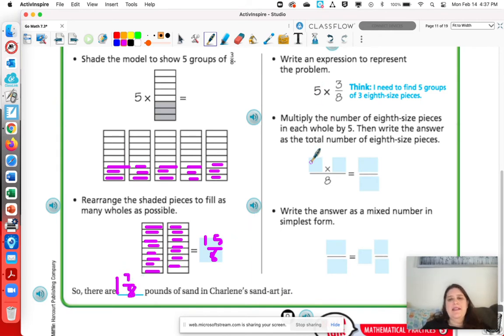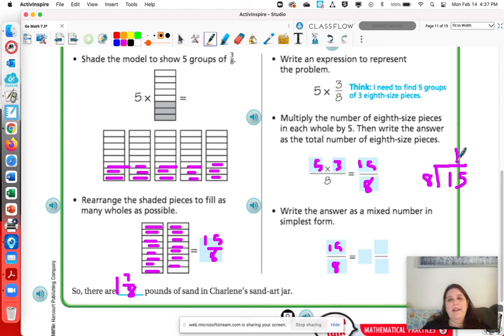Now, think about this. They are putting this just over 8. So they're saying just multiply the tops and we will get 15/8. And then you can reduce it. And remember to reduce it. It's that division problem.